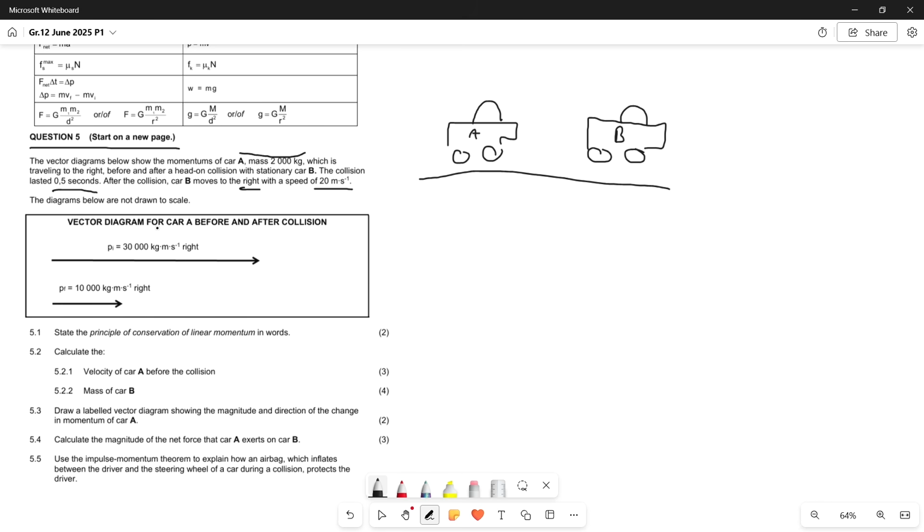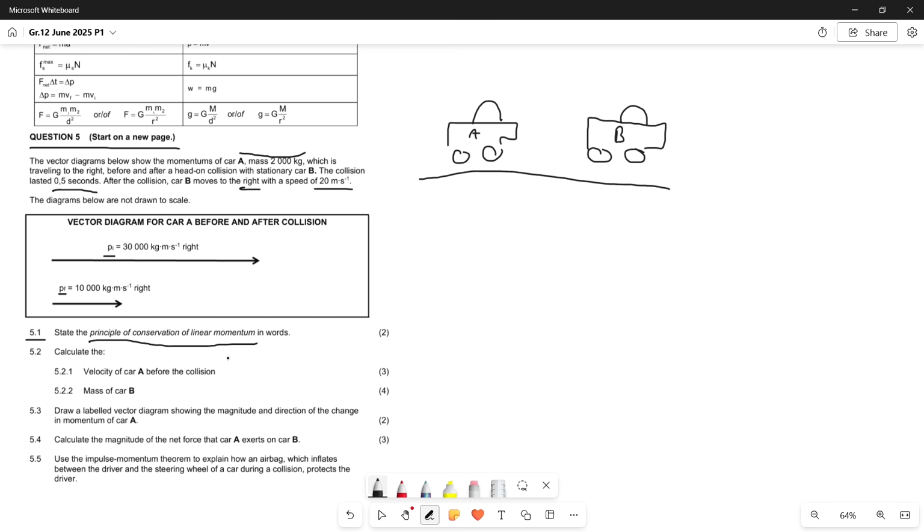Vector diagram for car A before and after the collision. So we have an initial momentum of 30,000 kilograms meters per second to the right. And then we have a final momentum of 10,000 kilograms meters per second to the right. Okay. At this stage, before we start to break down the application of these questions, we're jumping into a theory question. 5.1 says, state the principle of conservation of linear momentum in words for 2 marks.